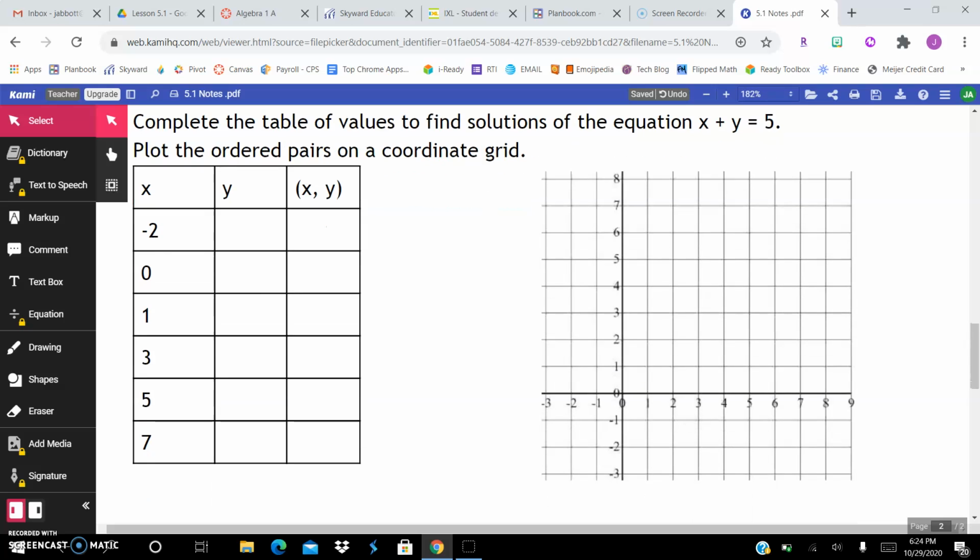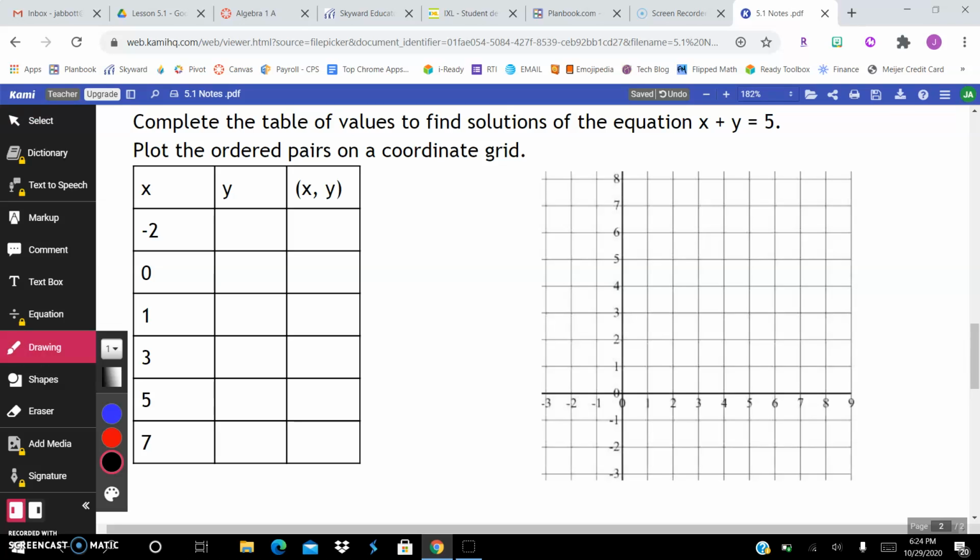Then you're going to be given a table and a graph, and you're going to be asked to find some solutions to the equation and then plot those on the coordinate plane. So we're given x plus y equals 5. So when we have to plug in an x value and figure out what y is, it's going to be a lot easier if we solve this equation for y.